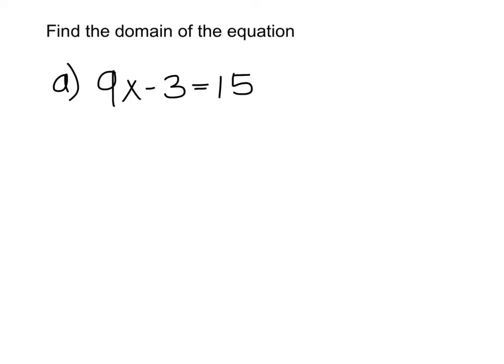They're asking us to find the domain, which means to find all the values that I'm able to plug in for x and get a real number on both sides of the equation. Okay, so for the left-hand side of the equation, if I were to plug in any value for x, any value times 9 minus 3, as long as it's a real number, I will get a real number out, right? So if I plug in 2, 3, 4, it doesn't matter. If I plug in a real number for x, I'll get a real number out of this equation. Then on the right-hand side, I don't have to worry about it because it's a real number over there already.